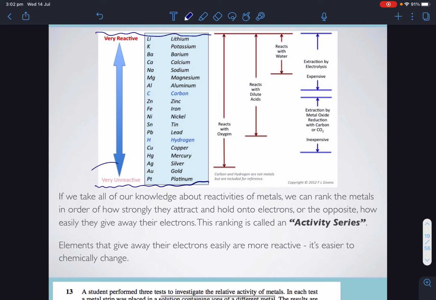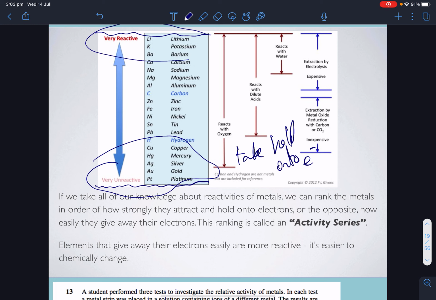The more unreactive it is, the more likely it is to take or hold on to electrons. The more reactive it is, the more likely it is to give up electrons. It likes to give them away.